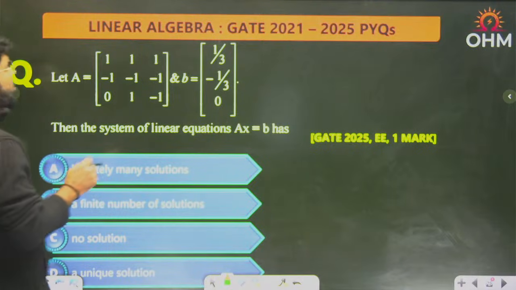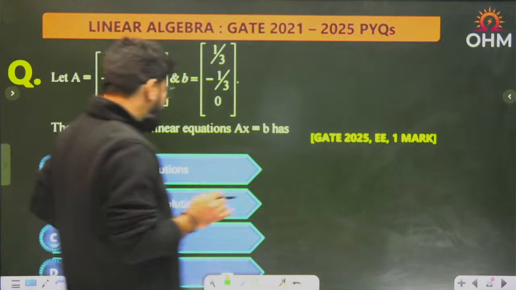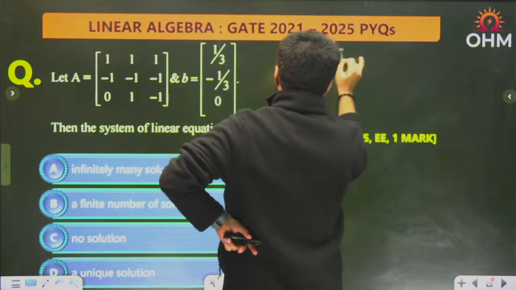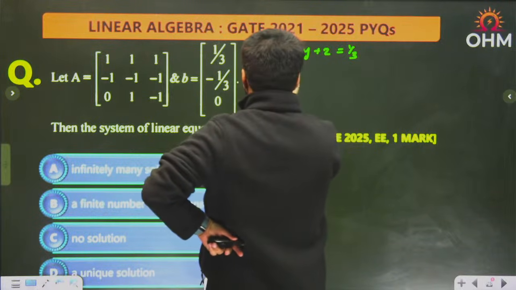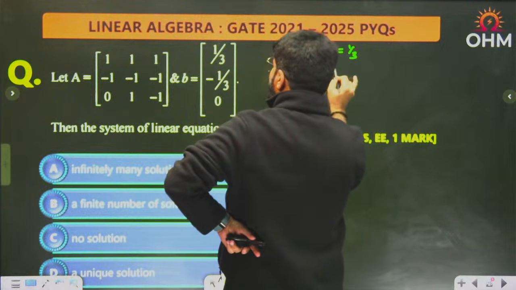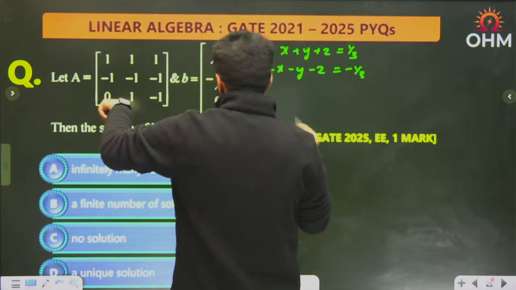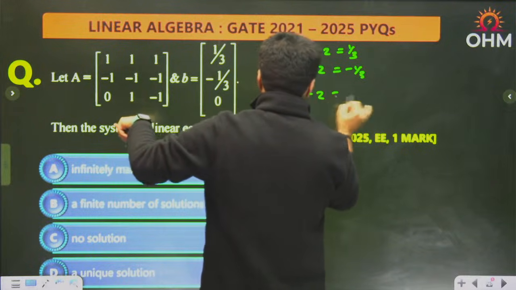Have a look into this. Now, what is clearly happening is, if I convert this to the equation, x plus y plus z is 1 by 3. Next equation, minus x minus y minus z is minus 1 by 3 automatically. Third equation, there will be no x, 0 coefficient. Y minus z is 0.